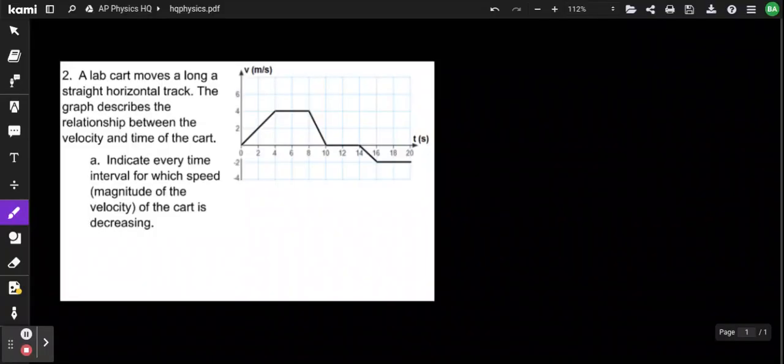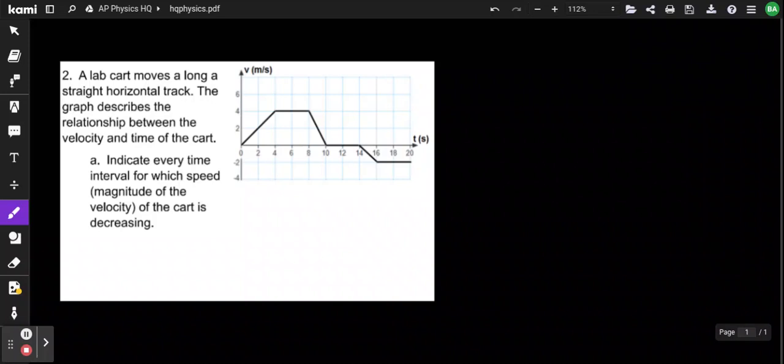Okay, to wrap up our video, I'm going to be going over a practice problem that utilizes all the skills that we learned today. So part A of question 2. A lab cart moves along a straight horizontal track. The graph describes the relationship between the velocity and the time of the cart. Indicate every time interval for which the speed, or magnitude of the velocity, of the cart is decreasing.